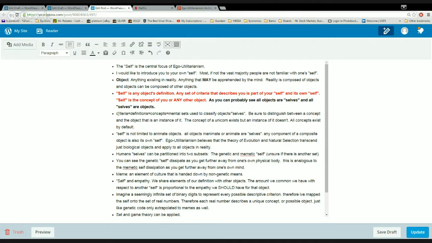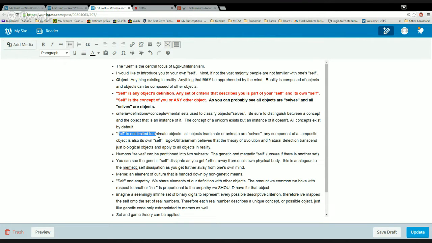So in ego-utilitarianism, I recognize that criteria is the same as definitions, is the same as concepts, and it's all the same. They're all mental sets used to classify objects in reality or selves with respect to itself. Be sure to distinguish between a concept and the object that is an instance of it, of the set. The concept of a unicorn exists, but an instance of it doesn't. All concepts exist by default.